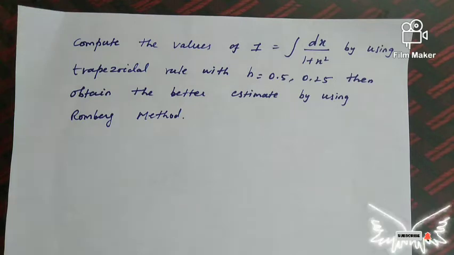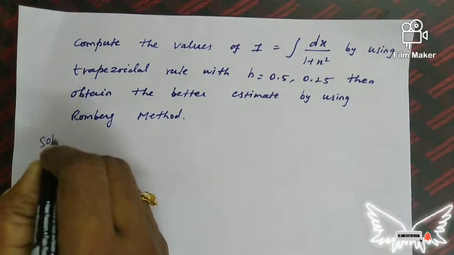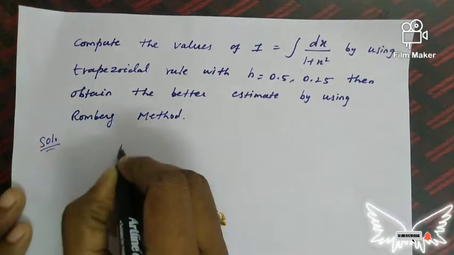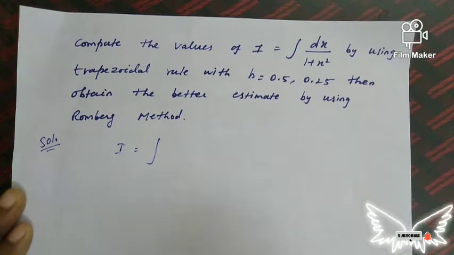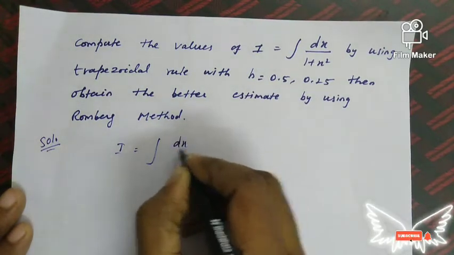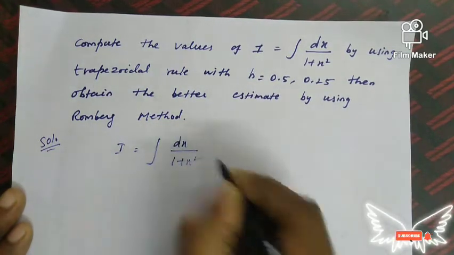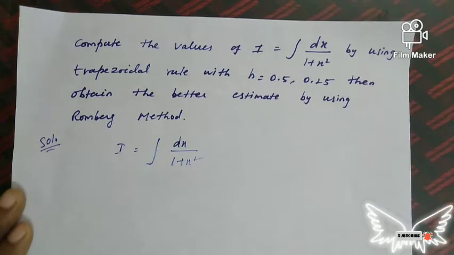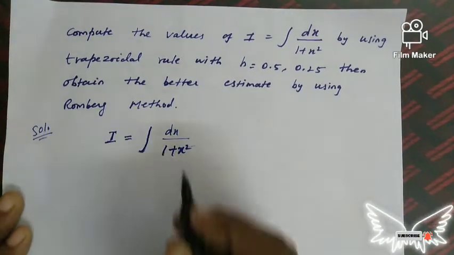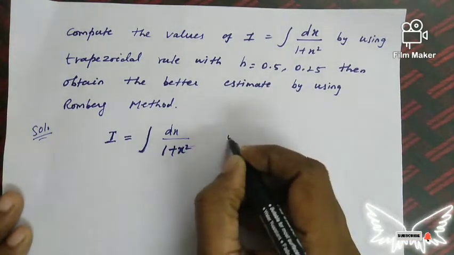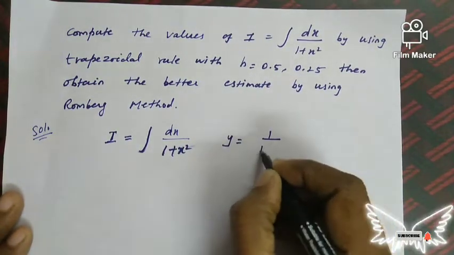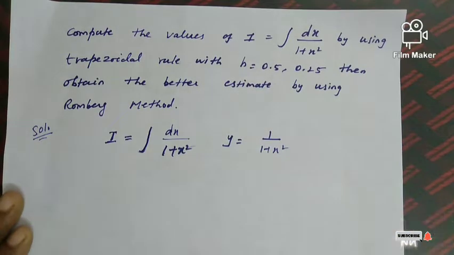Look at the solution. First we take the given integration. Given I is equal to integral dx by 1 plus x square. We know very well that except dx, what is in the question is our y. So y is equal to 1 by 1 plus x square. Is it clear?